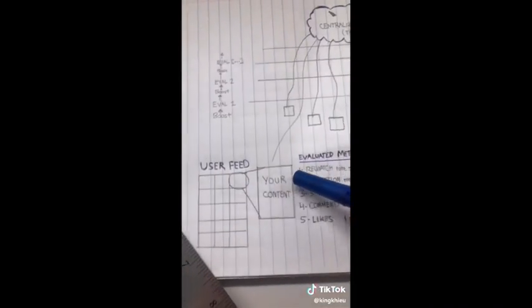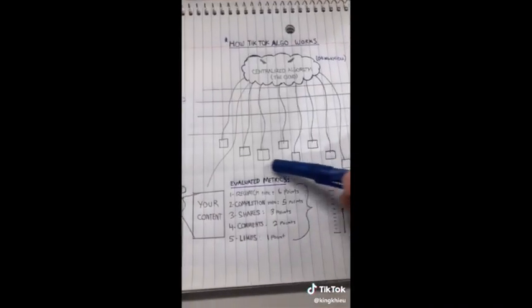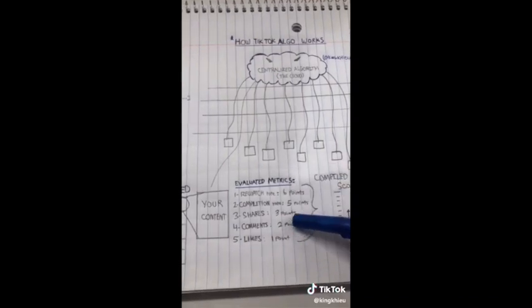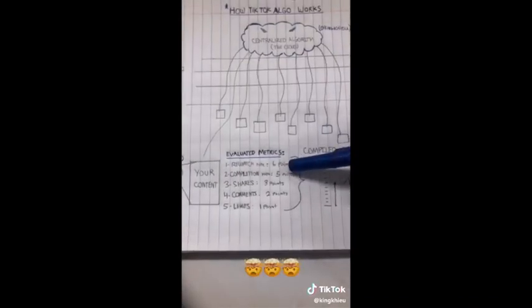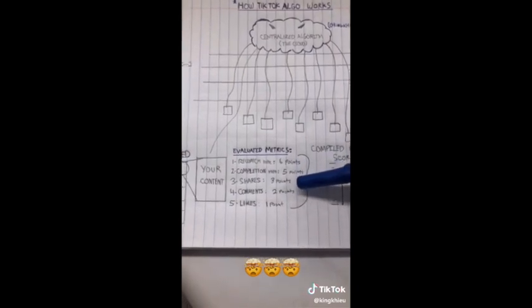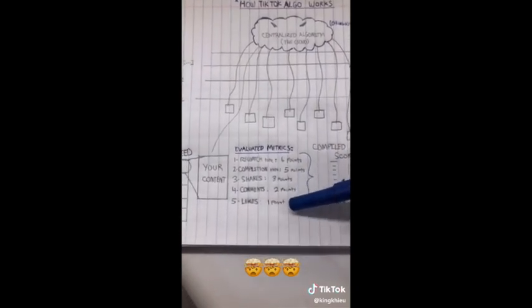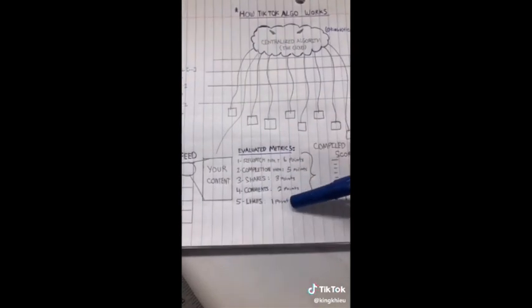TikTok will carefully observe how people interact with your piece of content. Certain key metrics have been identified in which each has a separate weight. In other words, certain metrics have a higher value than others. So the rewatch rate has 6 points, completion rate 5 points, shares 3 points, 2 points for comments, and 1 point for like. That's where likes don't really mean that much because of click farms.